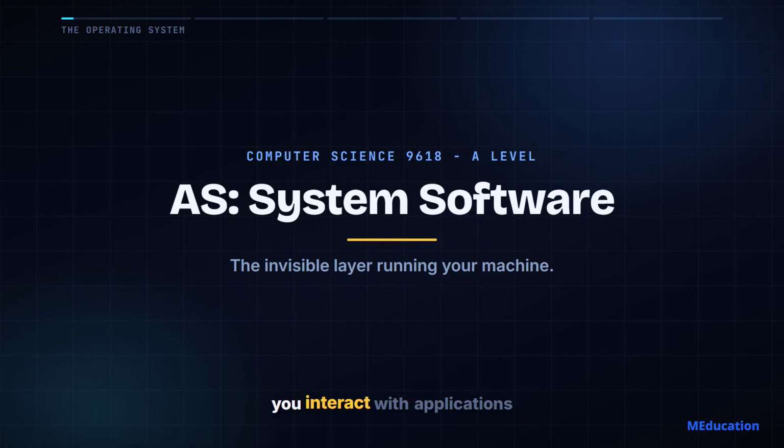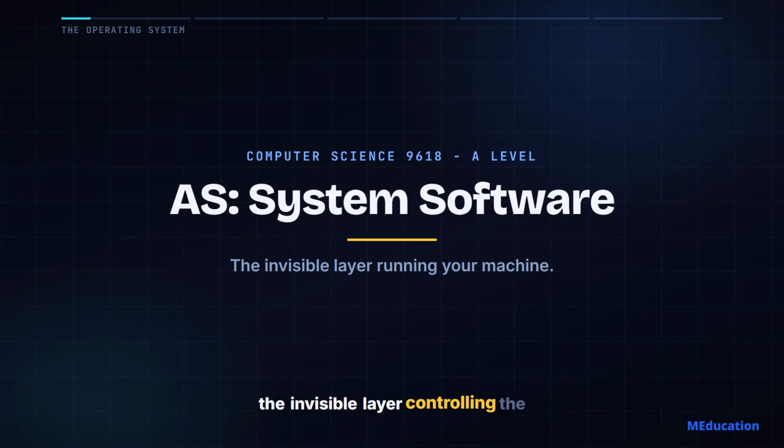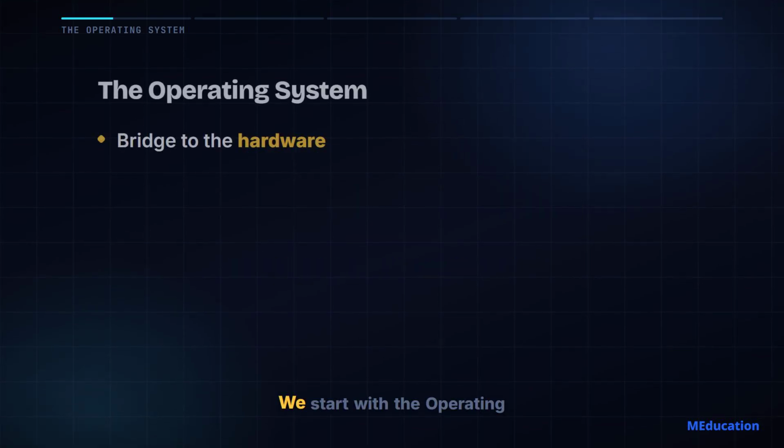When you use a computer, you interact with applications like browsers and games, but beneath that sits the system software, the invisible layer controlling the hardware. In this unit, we explore the software that keeps your machine alive. This is foundational for Paper 1.